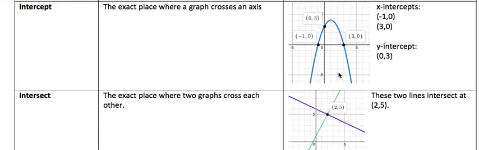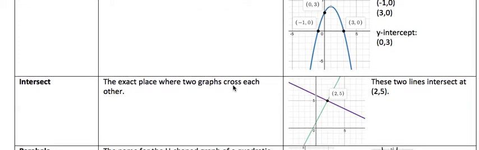So here I've given you a graph, and Desmos is fabulous in that anytime there's an intercept or an intersect, you can click on it. So this graph had 3 intercepts, 2 on the x-axis at (-1, 0) and (3, 0), and 1 on the y-axis at (0, 3). Now here, I have 2 lines that crossed each other. This is an intersect, (2, 5). The 2 graphs crossed each other.